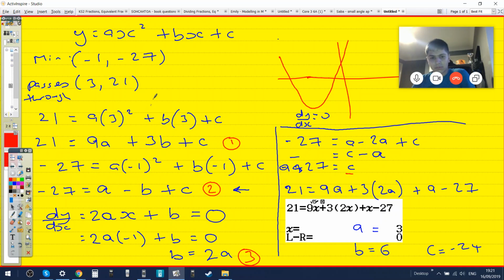So sub in the x, sub in the y, and that's one equation. Sub in the x, sub in the y, that's the second equation. And then the gradient is a third equation. And then just slowly, simultaneous equations with 3 different equations. Not easy though. So any questions with that one? No. So it's more about substitution and getting 3 different equations.